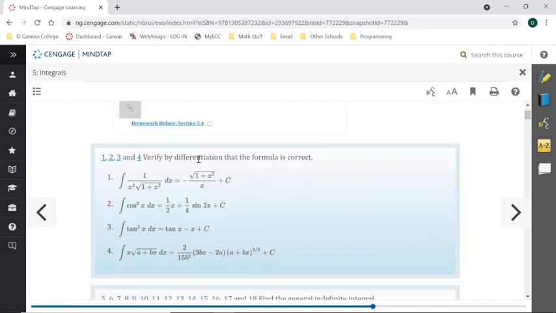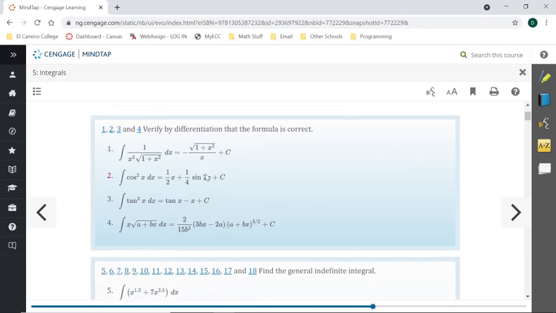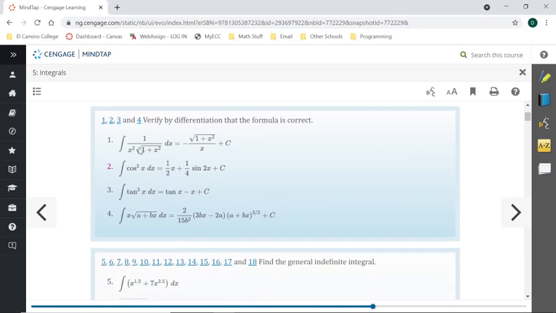Verify by differentiation that this formula is correct. So they're showing us an indefinite integral. There's no bounds, and they're showing us the result of that indefinite integral is supposedly this. Notice we have a function of x plus c. So we have a general antiderivative. We must have the plus c there every time we do an indefinite integral. If you do not see bounds, you must put a plus c on your answer. It is important that we do that.